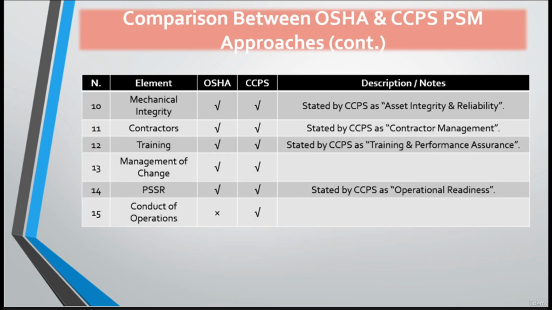Okay, moving on. The mechanical integrity, of course, adopted by both approaches, but CCPS states it as the asset integrity and reliability. Contractors is adopted also by both approaches, but CCPS states it as contractual management. The training also is adopted by both approaches, but CCPS states it as training and performance assurance. The management of change is adopted without any change in the statement. The PSSR is adopted also by both approaches, but CCPS addresses it as the operational readiness. Regarding the conduct of operations, this element is not adopted by USHA, but adopted by CCPS.